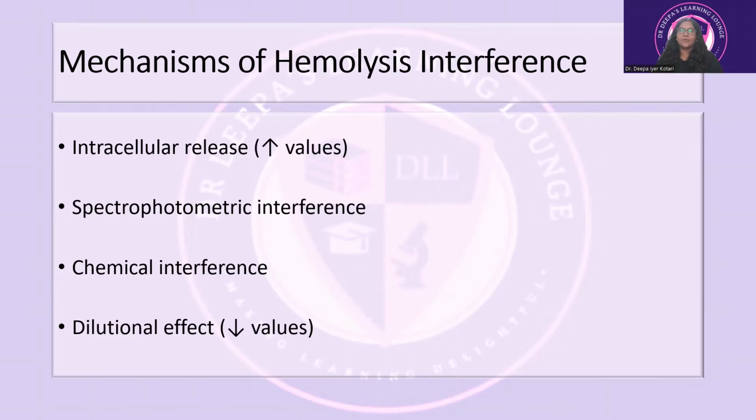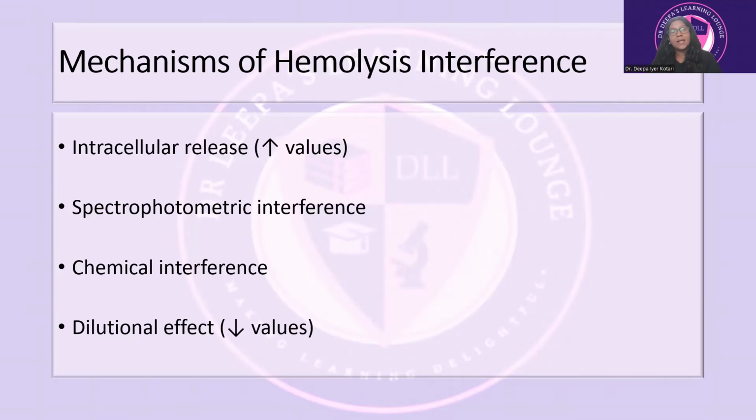Third is chemical interference. For any substance that is measured by a chemical reaction, if there is an analyte present in the RBC which closely resembles the particular analyte that you're measuring, then there is an interference to that chemical reaction and the analyte values change.